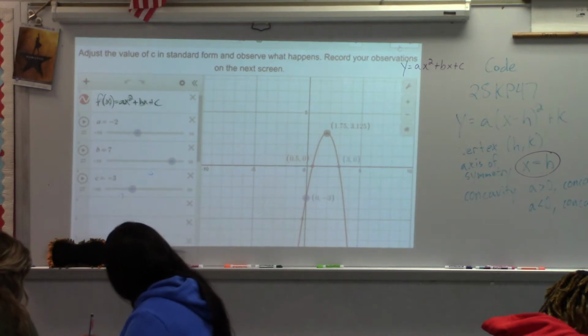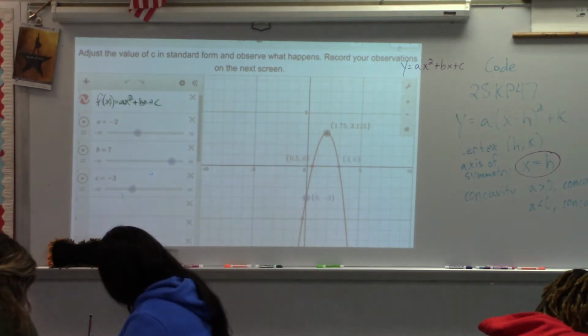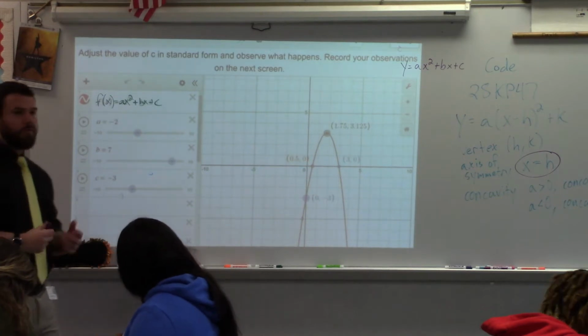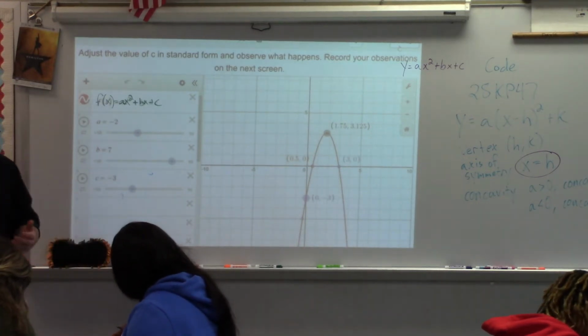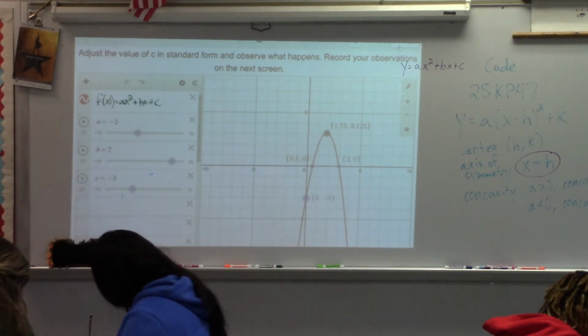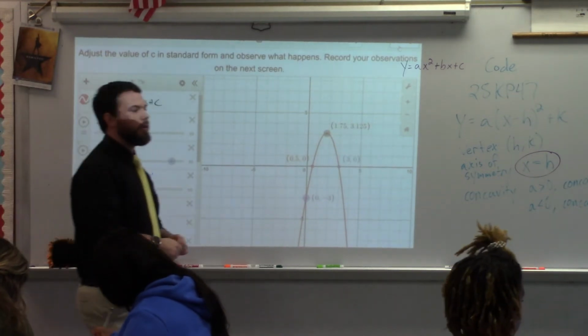Is there one more in there, or did you just take one? You still need to. I want to point out, if you want to figure out concavity, what do you always need to pay attention to? The A. You have to know what A is if you want to figure out the concavity from the equation.